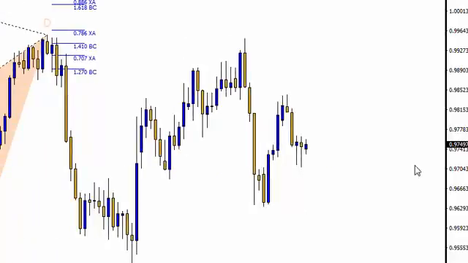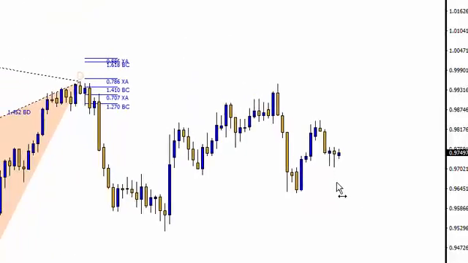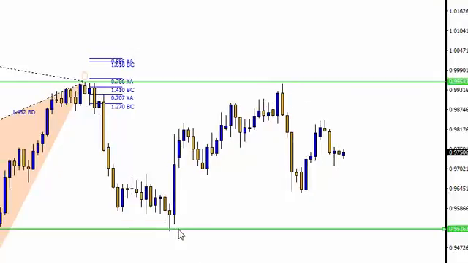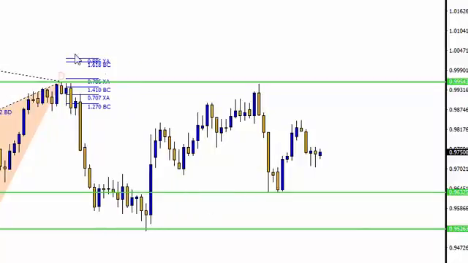Let's take a look at the daily. Now on the daily, as you can see, it's in a range. So we have resistance here and support here, slightly lower, and this is a nice retracement level here, and this is also another nice retracement level there.